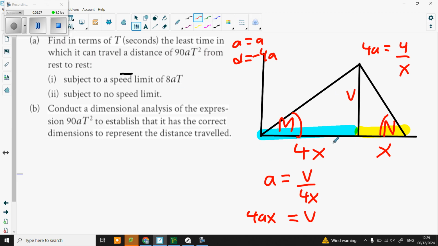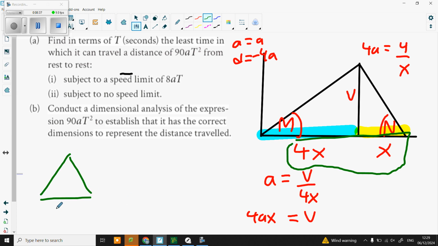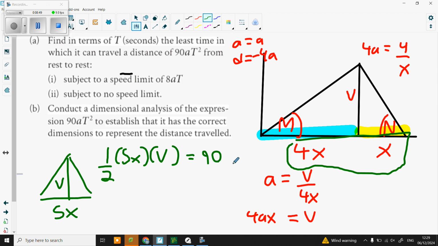I'm going to try and do the area of the triangle. All right. Now, I can be pretty lazy with this, can't I? Combine both bottoms to make what? 5x, yeah? And what's the height? V. So what I'm going to say is a half times 5x times v is 90t squared, yeah? Now, here's what I'm thinking. See that v? What should I replace that with? I'll replace it with the 4ax.